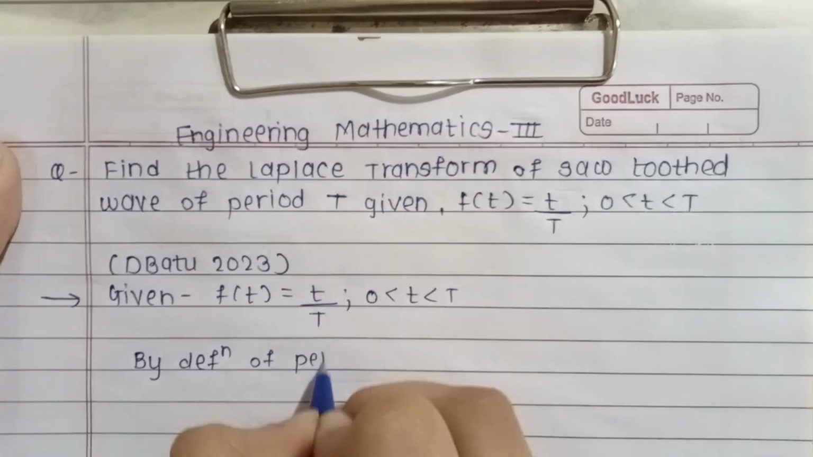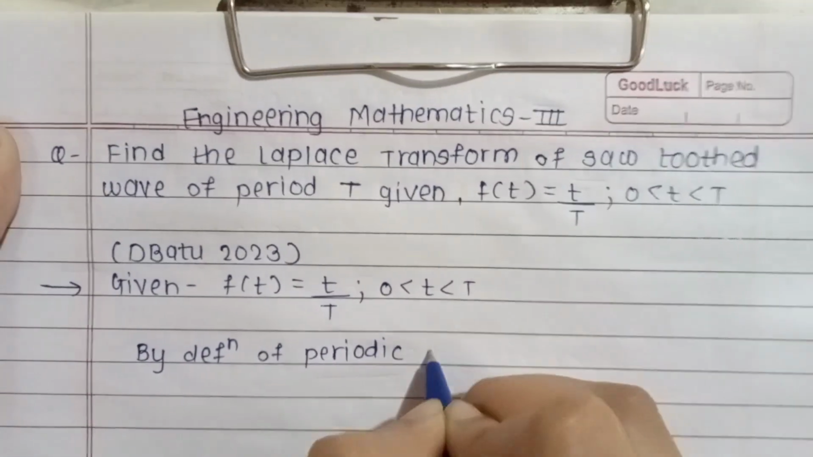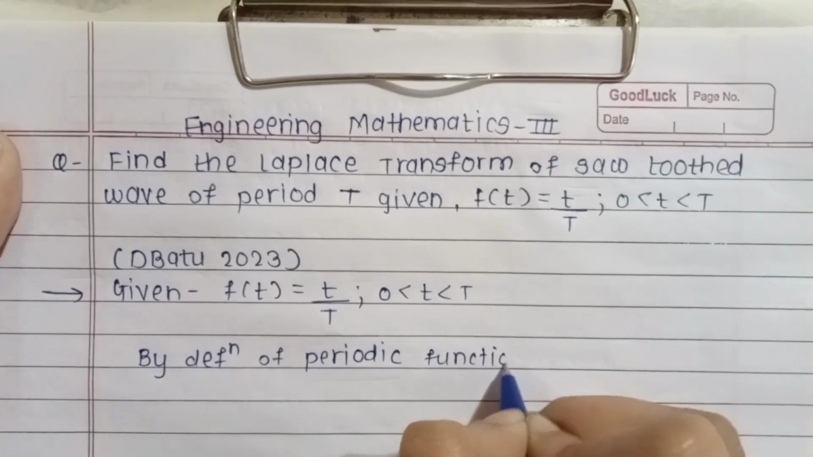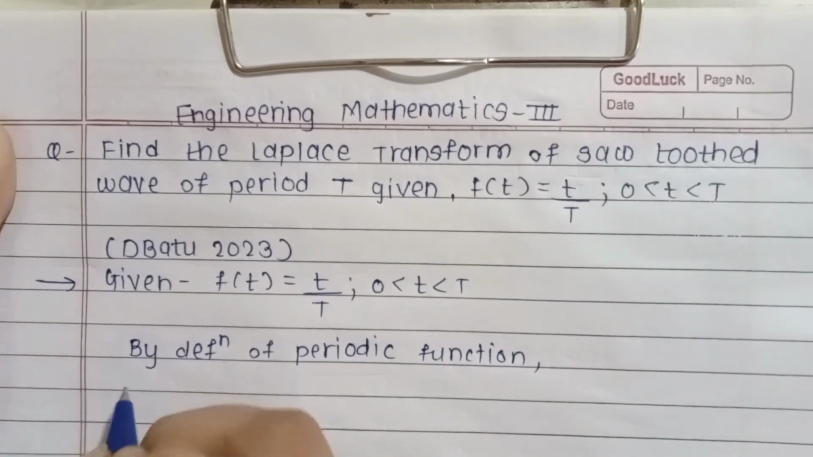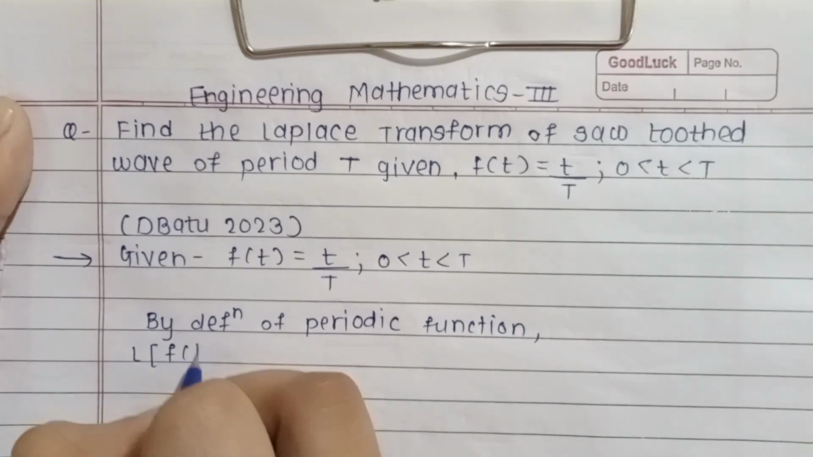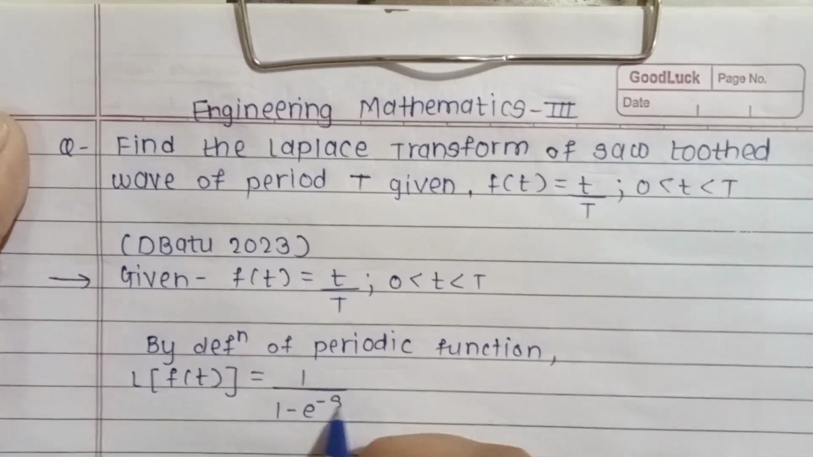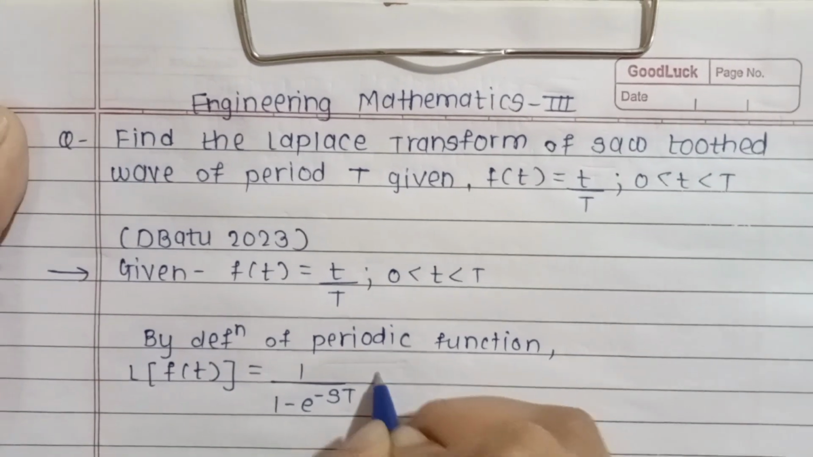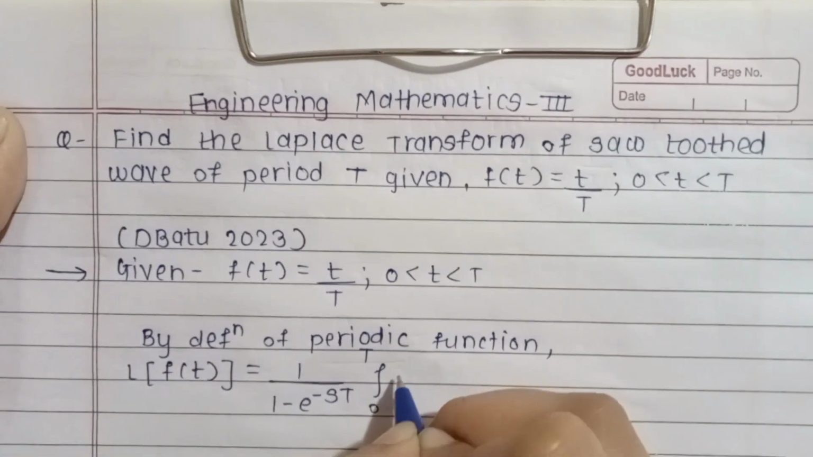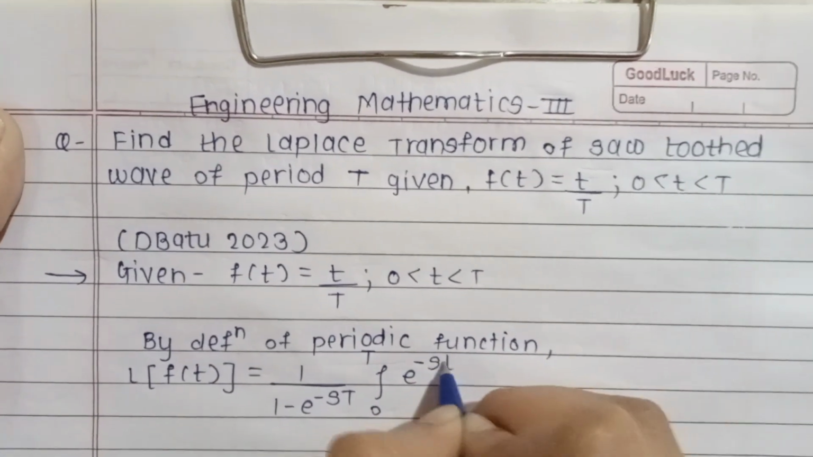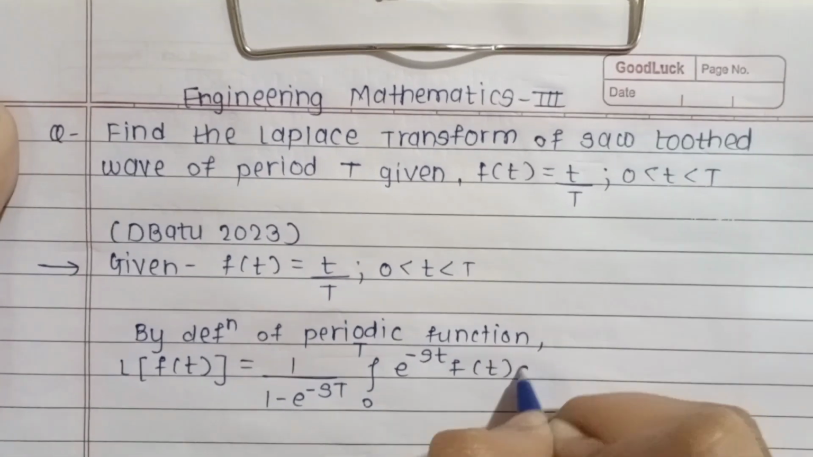By definition of periodic function, what is the definition? Laplace of f of t is equal to 1 upon 1 minus e raised to minus s capital T, integration from 0 to capital T, e raised to minus st f of t dt.